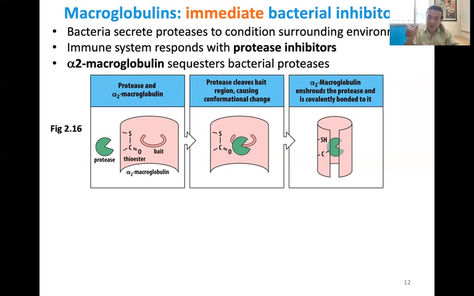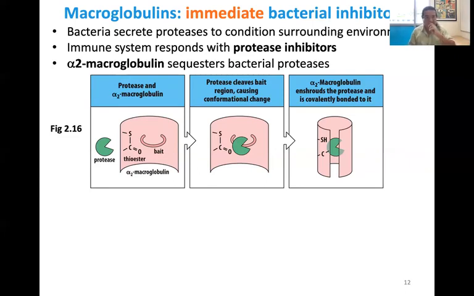And that's why these particular modules, or different amino acid parts of them, are called the macroglobulin domain, right? Because they were first identified in these macroglobulin proteins, but now we see them in other things like the complement proteins and things like that. So macroglobulins are immediate bacterial inhibitors. Bacteria, when it gets into your tissues, starts to condition your tissues to make it a better place for the bacteria to grow in.